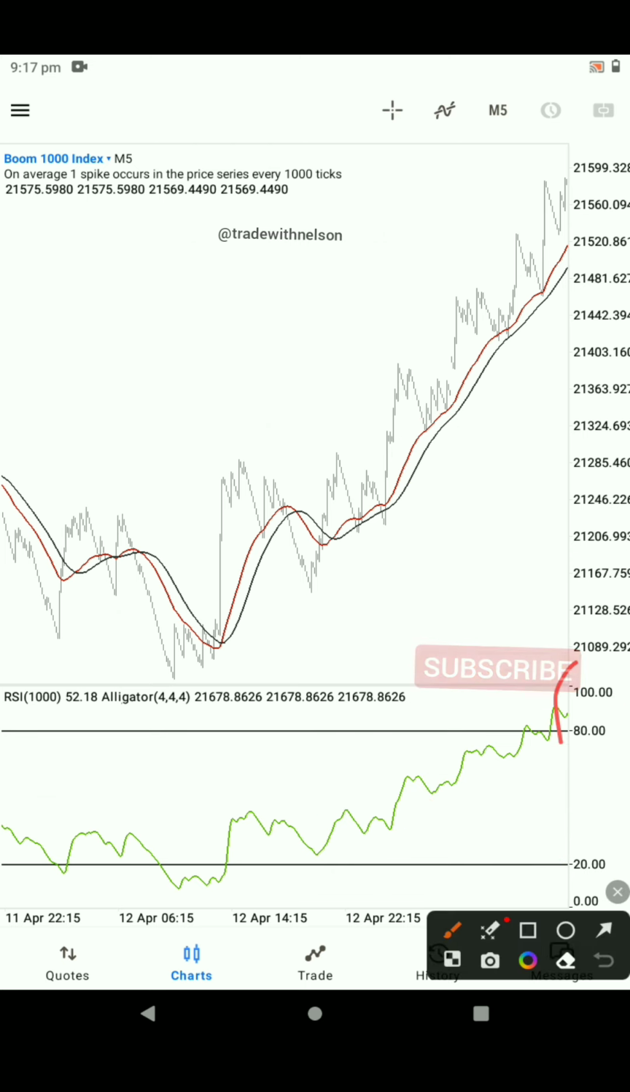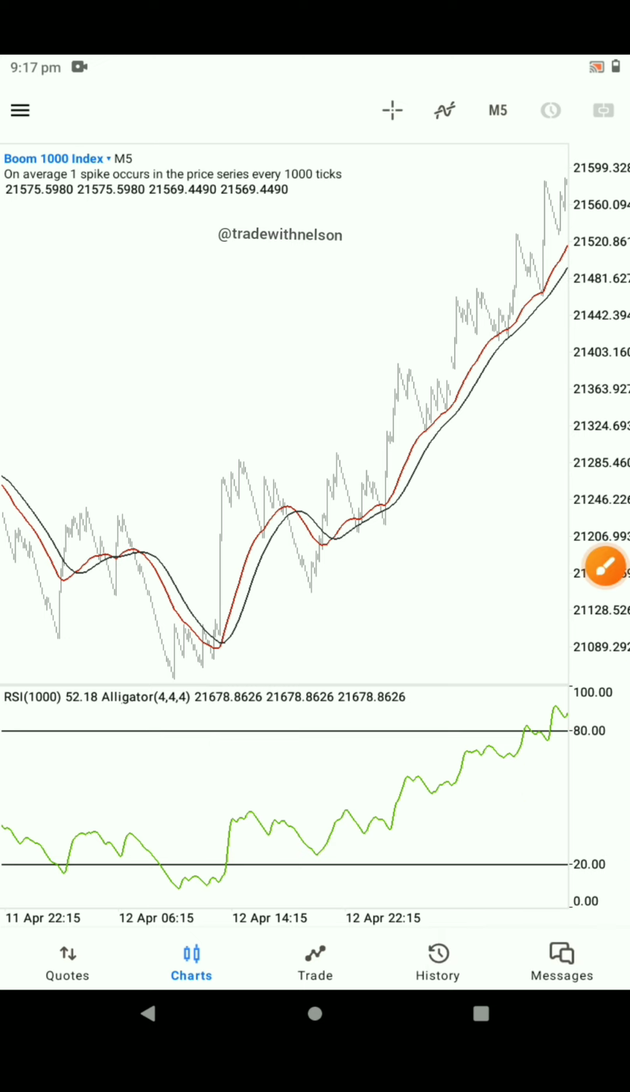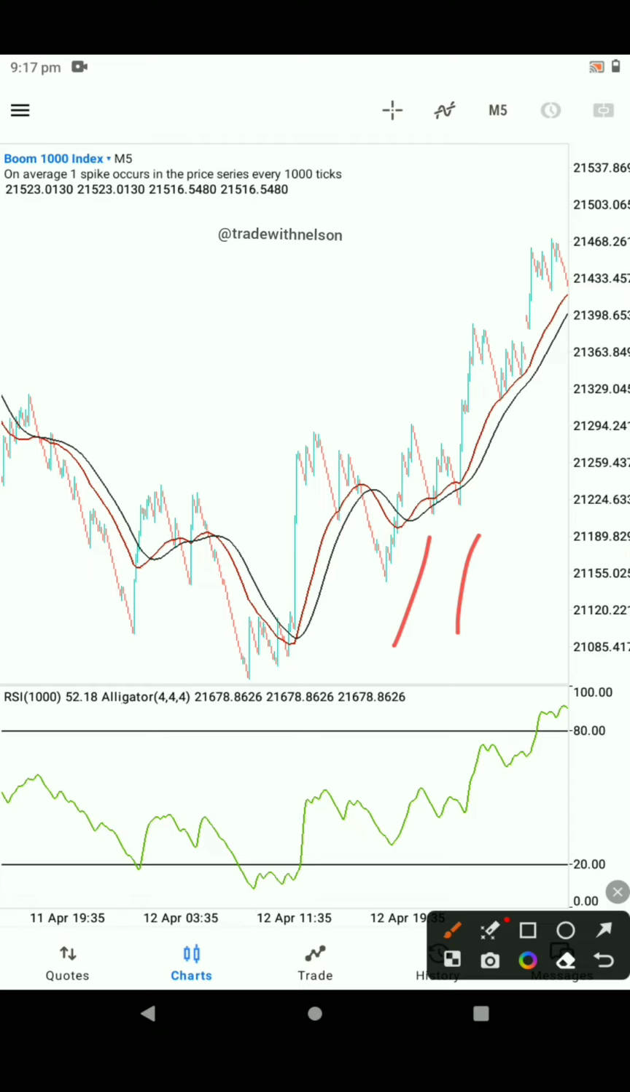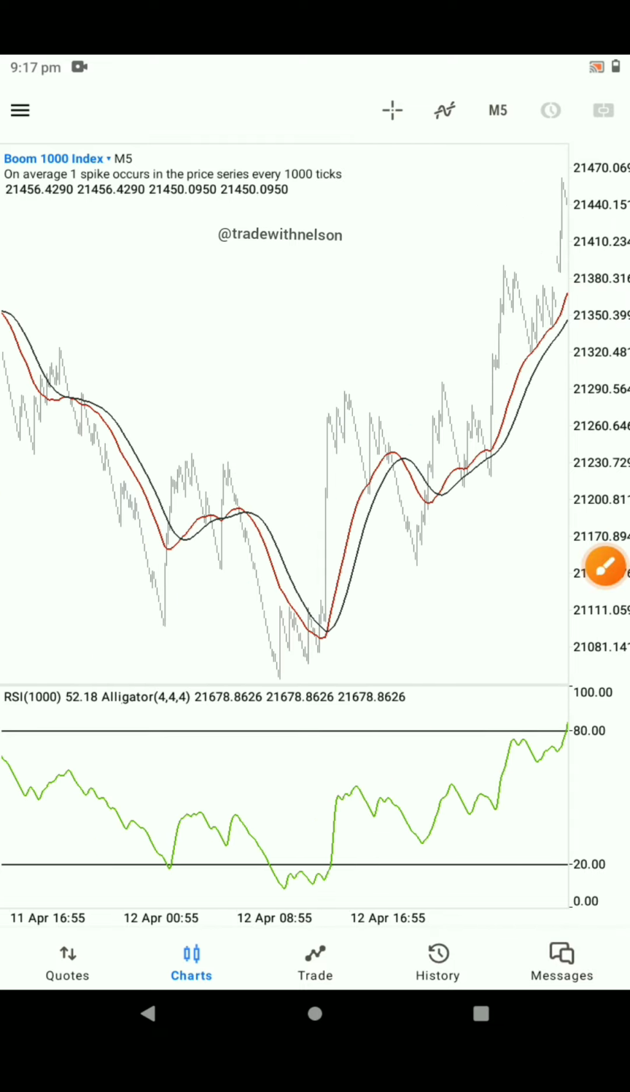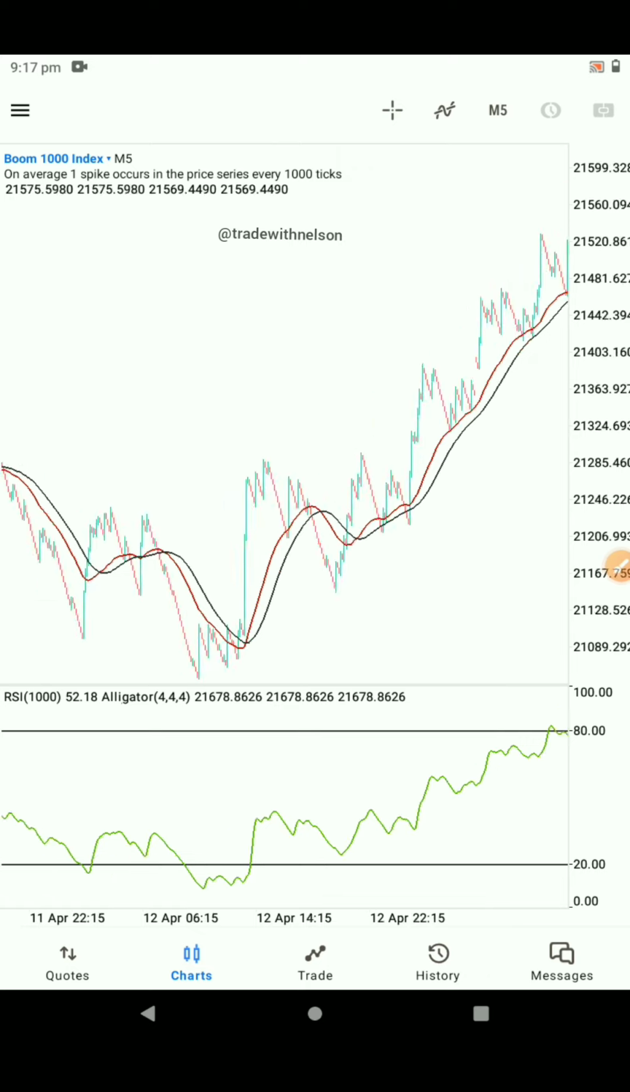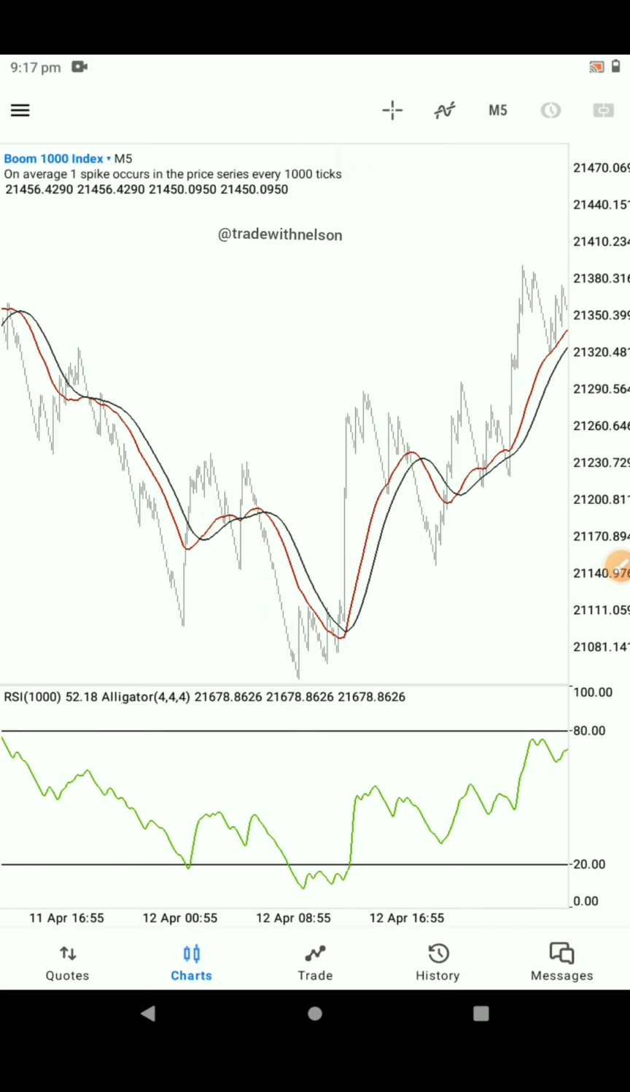The RSI marks out the level 80 and the 20, where 80 is the overbought level while the 20 is the oversold level. So this is a spike strategy. We are catching spike to the upside. We can also catch the retracement if you want. It all depends on you. Before I explain how this strategy works, let me quickly show you the settings to my indicators.